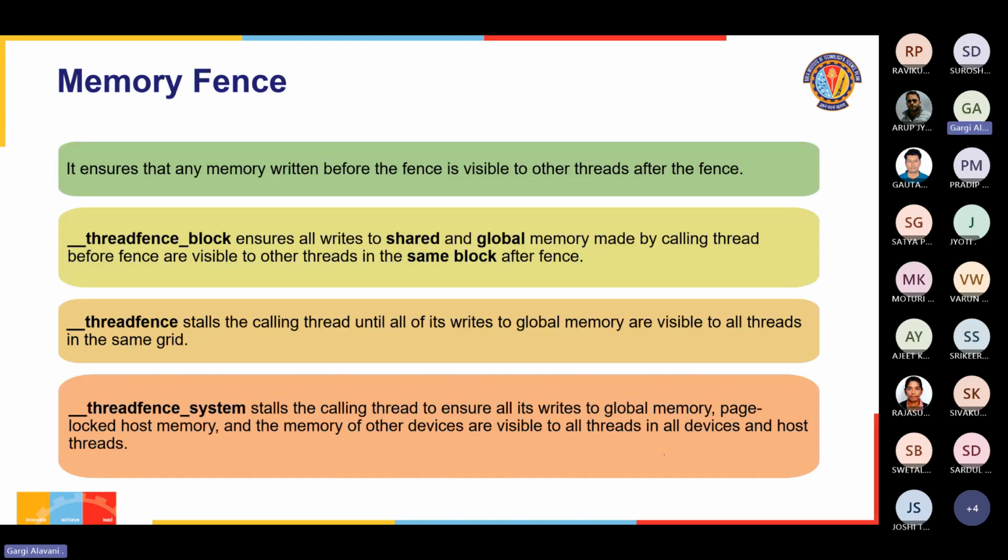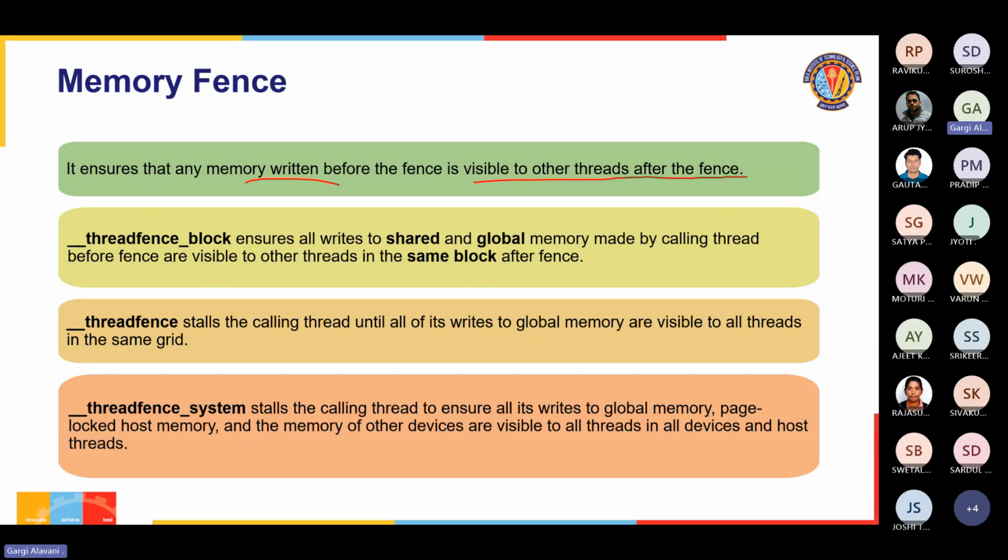Then you also have an option of memory fencing. These fences will ensure that any memory written before the fence is visible to the thread after the fence. So there are three types of fences available to you. One is threadfence_block, which ensures that all writes to shared or global memory by the calling thread before the fence are visible to all the other threads in the same block after the fence.